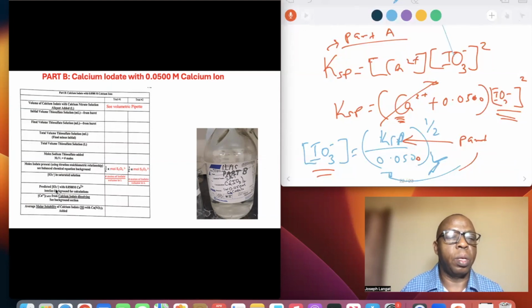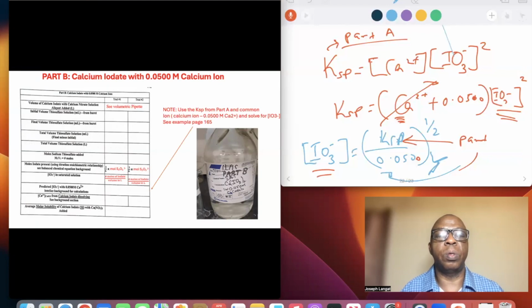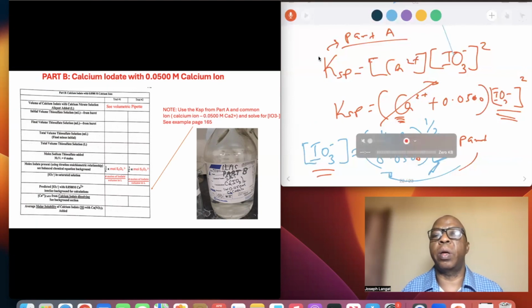Predicting the concentration of iodide with 0.0500 molar calcium ion, please see the background. Note that you must use the Ksp from part A. Look at the whiteboard or the screen on the left side here from part A. You should have the numerical value for Ksp.